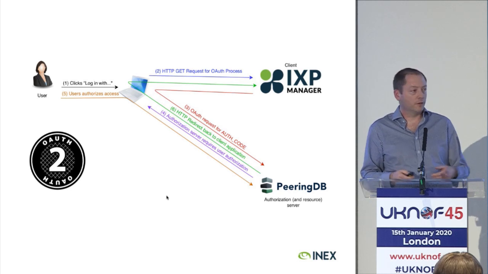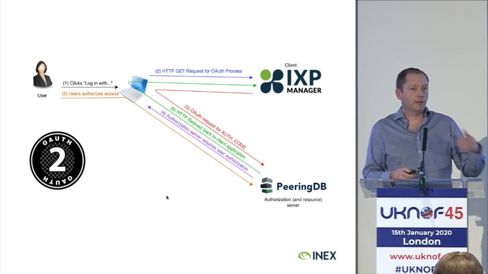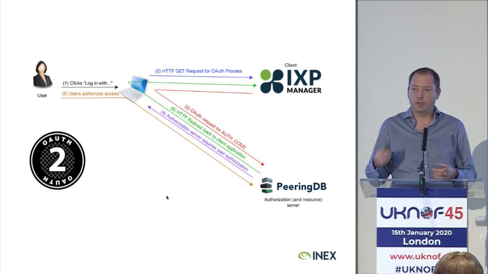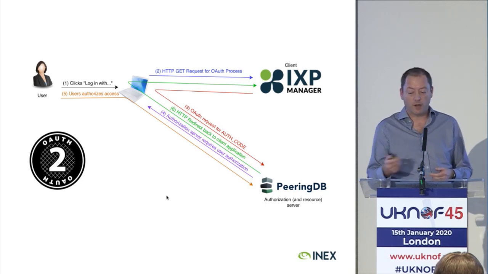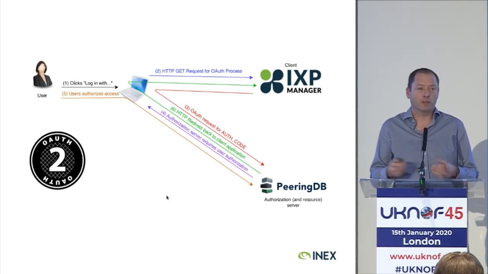So from the browser's point of view, they've clicked login with PeeringDB, they've clicked authorize, and right now the browser is just spinning. It's waiting to decide what to do next. We've been redirected back to IXP Manager, but it hasn't sent any response to the user yet.